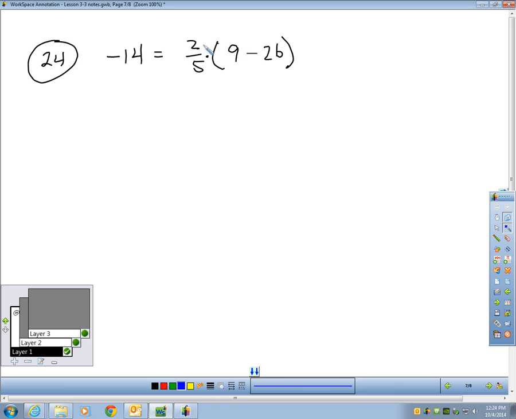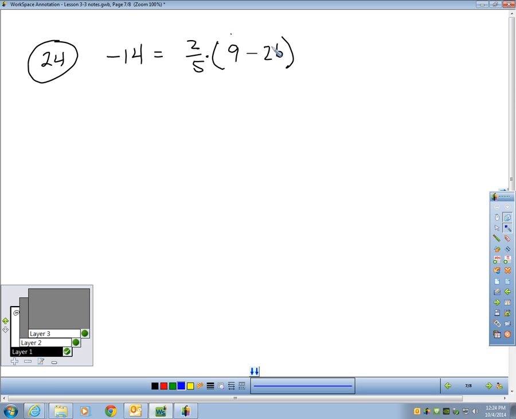Just think about this. Most of you do not like fractions and decimals. If you take 2/5 times 9, you're going to get decimals and fractions. If you take 2/5 times 2b, you're going to get decimals and fractions. Most of you don't like to have to deal with those. So the way you can avoid dealing with them is just unpeeling the onion, okay?